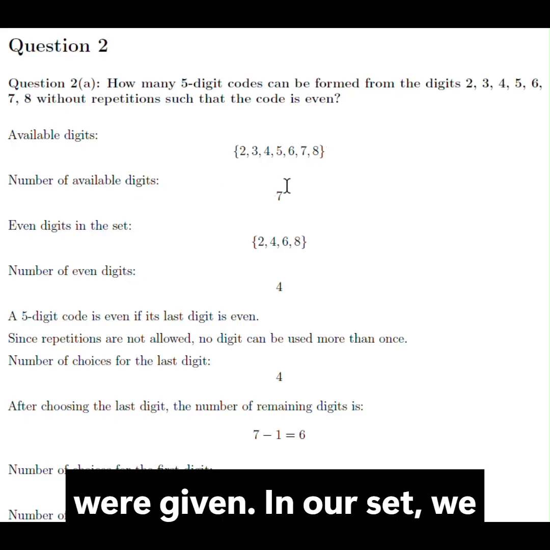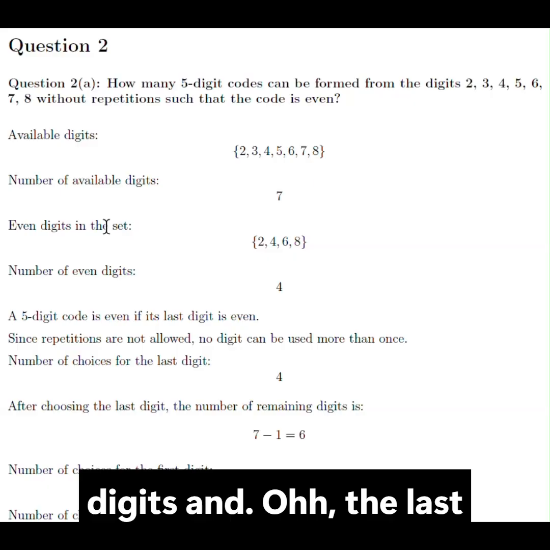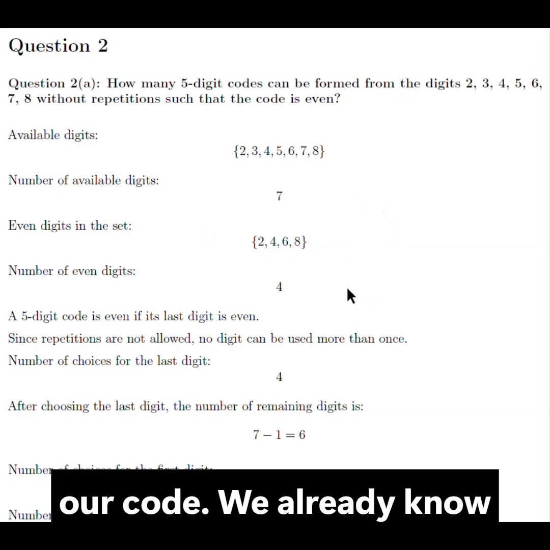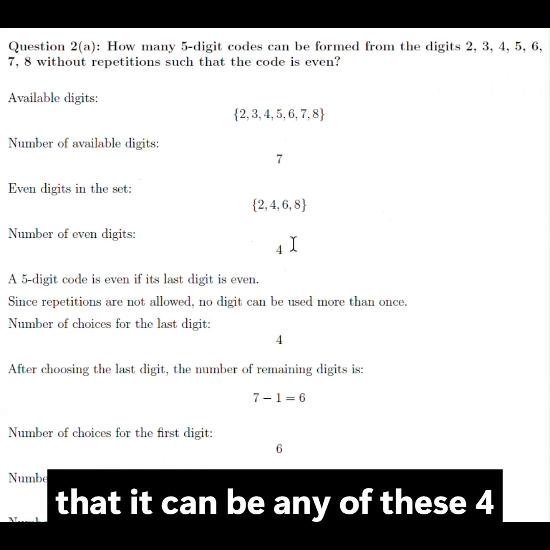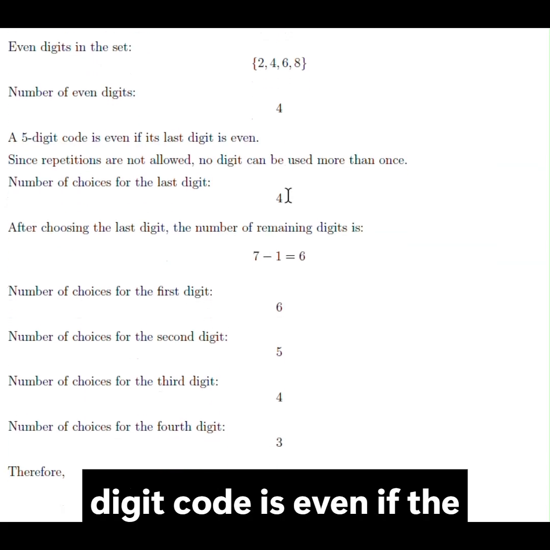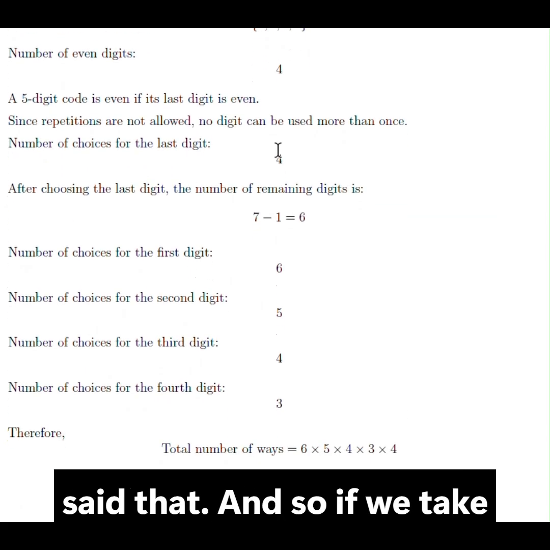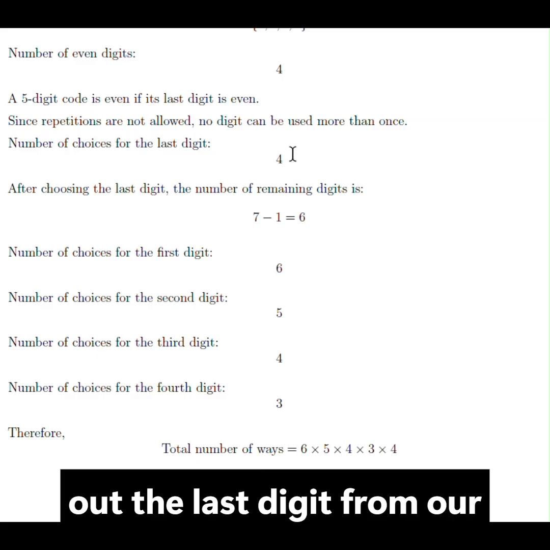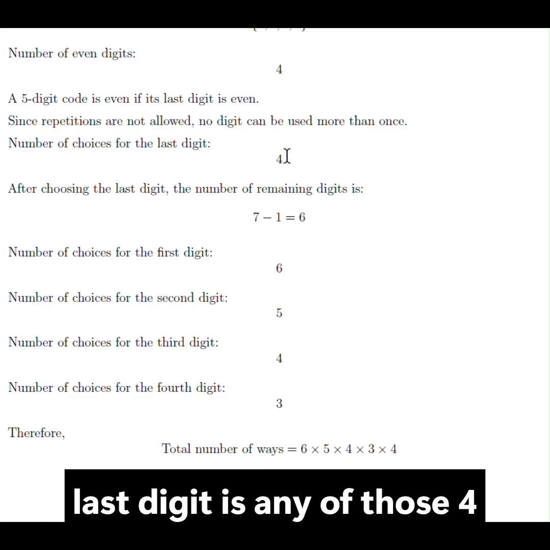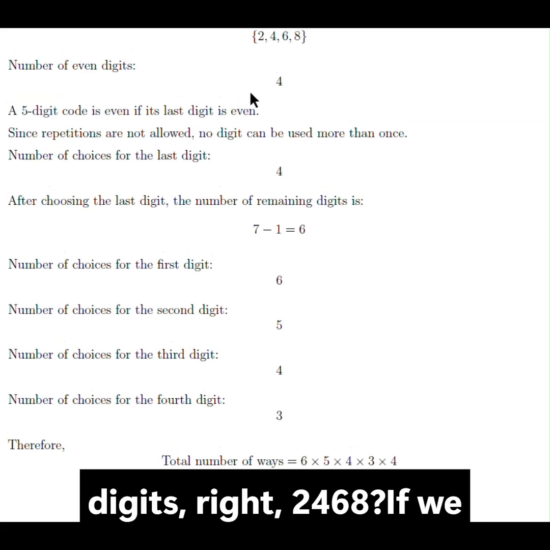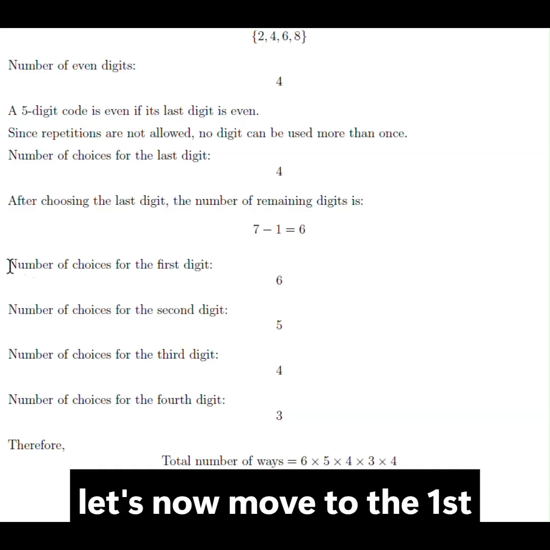In our set, we have a total number of 7 digits. And for the last position, the last number in our code, we already know that it can be any of these 4 numbers, 2, 4, 6, 8. Now, the 5-digit code is even if the last digit is even. We've said that. And so if we take out the last digit from our guess, we already know our last digit is any of those 4 digits, right? 2, 4, 6, 8.